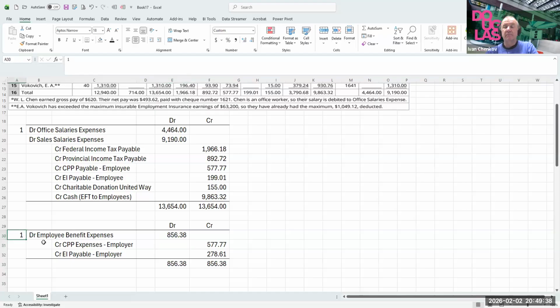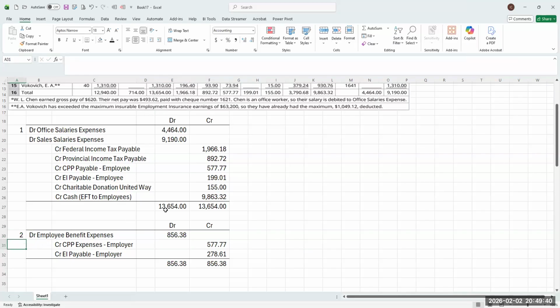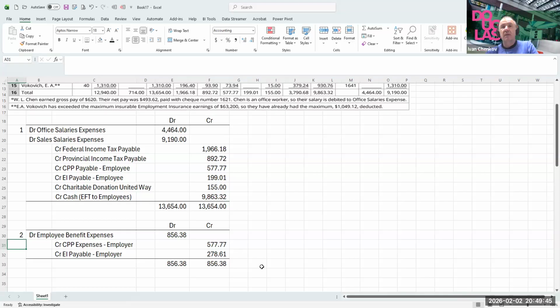That's entry number 2. Can you post this? Yes. So again, this is Canada Pension Plan 1.1.2.1. Canada Employment Insurance is 1.1.4.